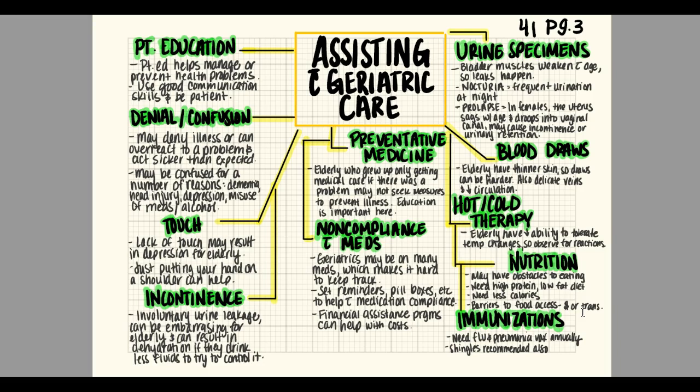Preventive medicine. So elderly who grew up only getting medical care if there was a problem may not seek measures to prevent illness. So it's really important that we educate our elderly population on the importance of preventative care. So on the importance of having mammograms, on the importance of controlling their diet to control the diabetes, on the importance of having colonoscopies and PSAs and all of these things.